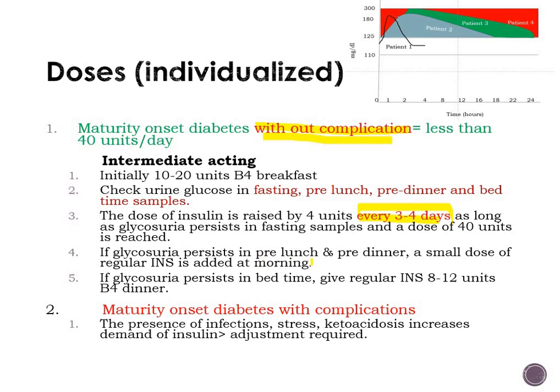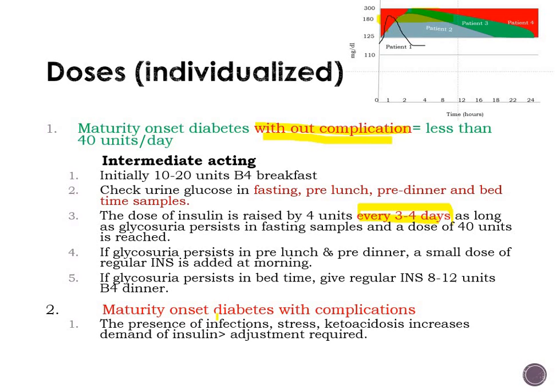If glycosuria still persists in pre-lunch and pre-dinner, a small dose of regular insulin is added, as I discussed in the previous slides, especially once the kidney threshold level is increased. So it is going to cover this for patient 2 and patient 3. But for patient 1, since this is for a very small period of time, I will suggest lifestyle modification. For patient 2 and patient 3, we will cover this initial backup for the post-meal glucose shoot up with some regular insulin as well.